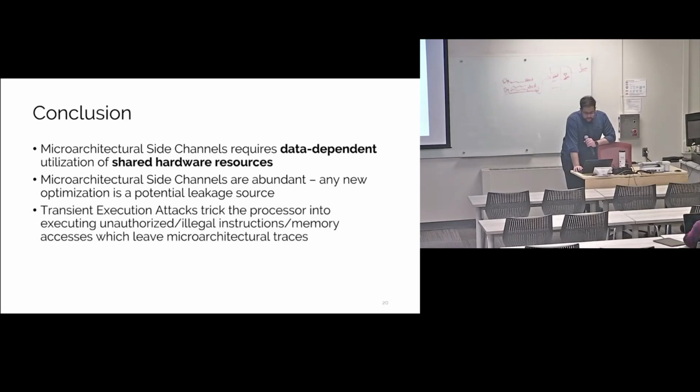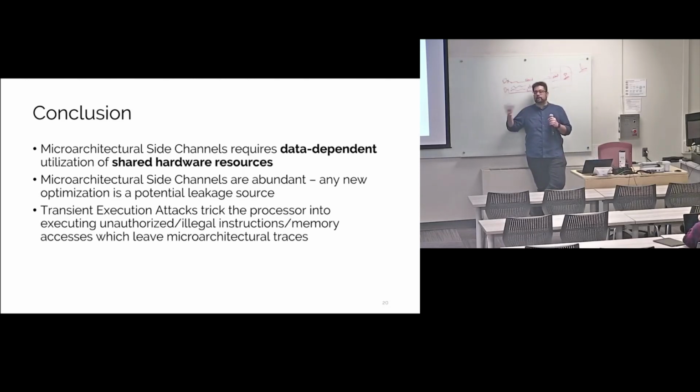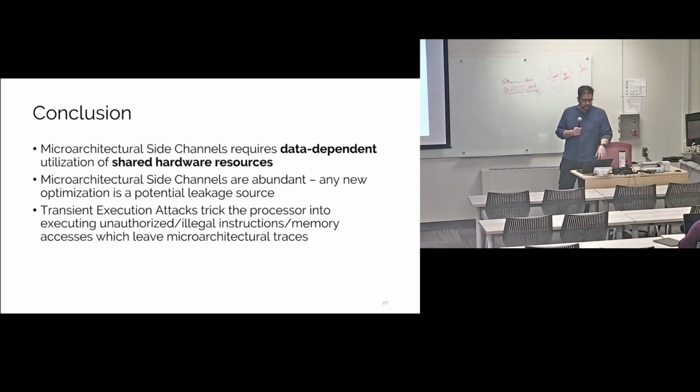Then transient execution attacks trick the processor into executing either unauthorized instructions or illegal instructions or related memory accesses. And these things leave microarchitectural traces, which are not cleaned up because they're very expensive to do. In that SOK paper, there's a paper that they cite, I think called CleanupSpec, where after the speculation is complete, they figure out it was a misprediction. They go into the cache and clean up whatever data was put into the cache. So that's another way to defend against these kinds of attacks. So yeah, transient execution attacks leave microarchitectural traces.